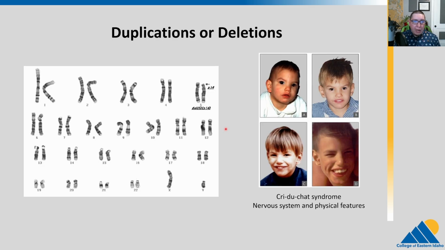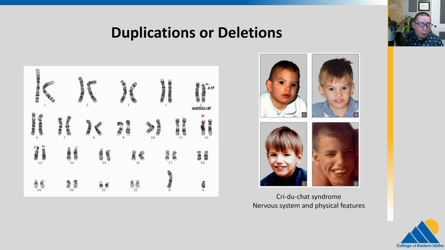So duplications or deletions often lead to issues. So here we've seen a deletion of part of a chromosome, and this is cri-du-chat syndrome. It is characterized, this in French means cry of the cat. It's characterized by a typical developmental pattern, and babies often cry in a way that resembles a cat. So there are nervous system differences and physical feature differences in this example here. This is not a full loss of a chromosome, it's loss of part of a chromosome that's occurred here. So you can see the small deletion there.